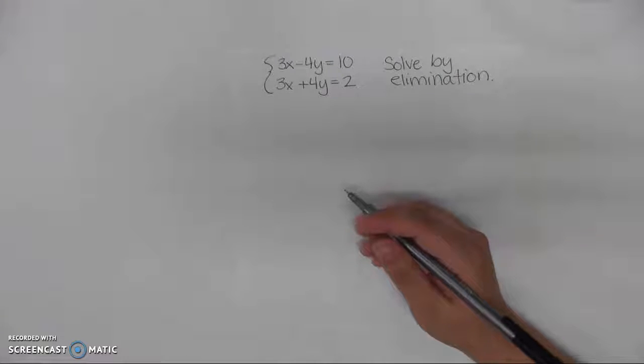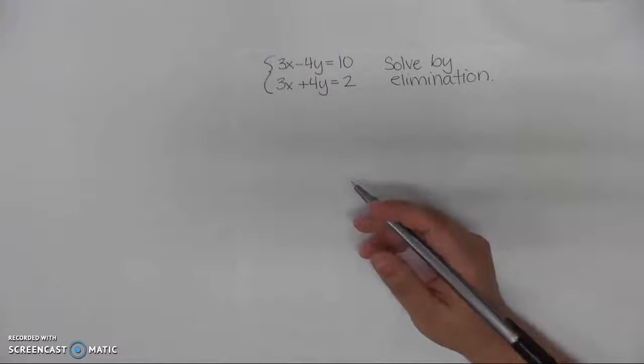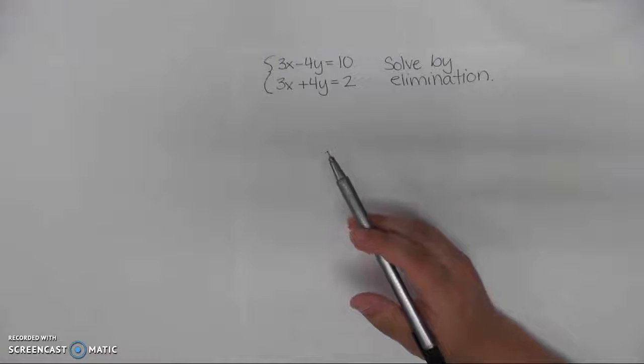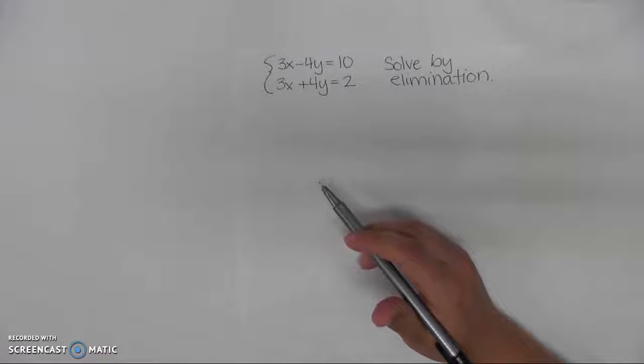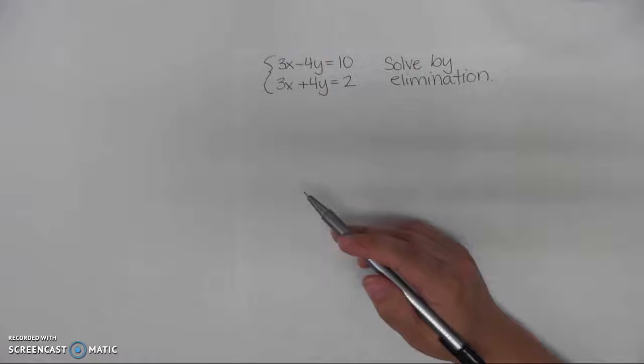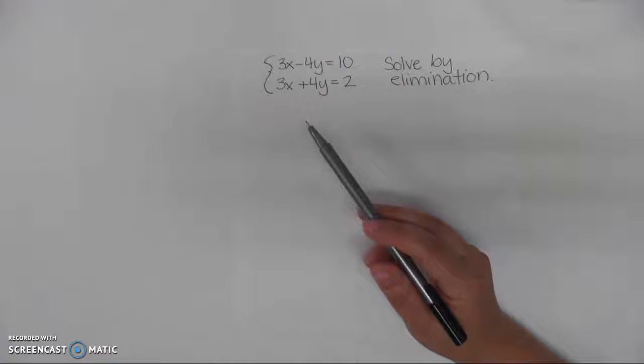So we're now going to look at how to solve a system by elimination. Elimination is different than substitution because in elimination, you're trying to eliminate a variable by adding or subtracting. With substitution, we were trying to eliminate that variable by substituting. Now we're trying to eliminate it by adding or subtracting.